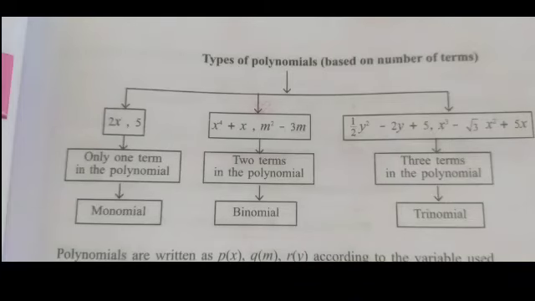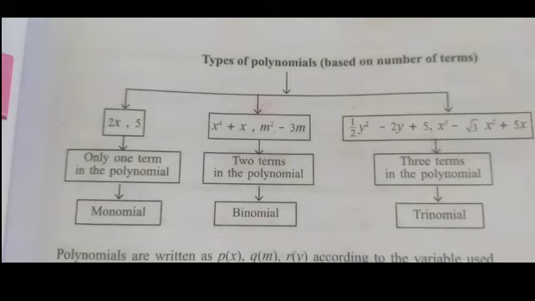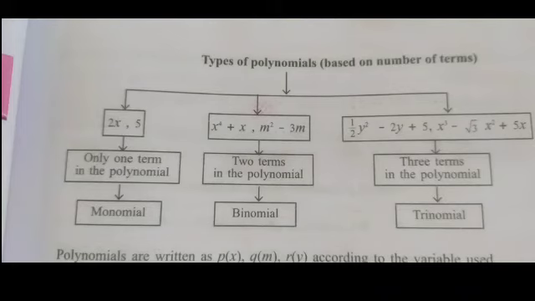Based on the number of terms in that polynomial, there are different types of polynomial. The first type is monomial. In the first block, two examples are given here, 2x and 5. Actually, these are two different terms, each a polynomial with only one term, and that's why it is called a monomial.